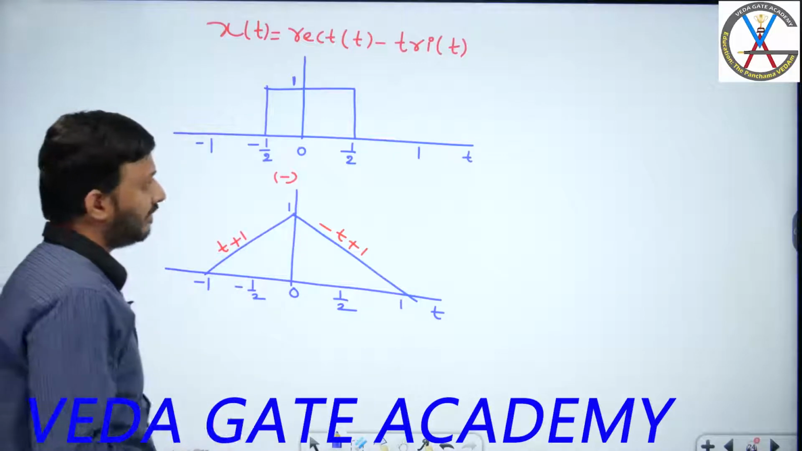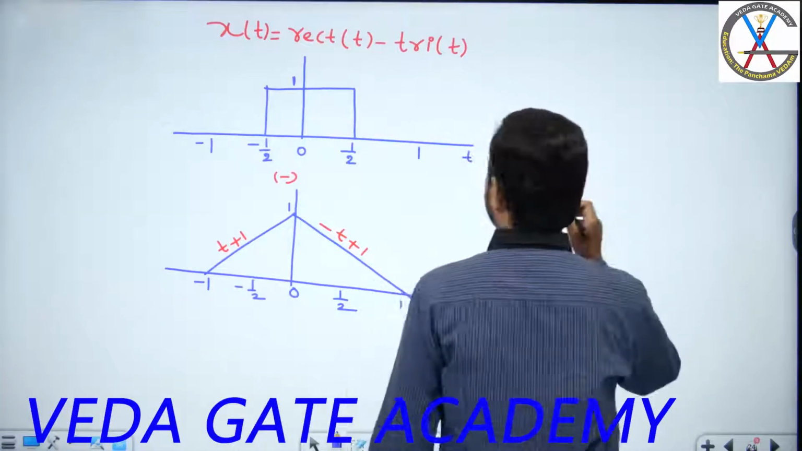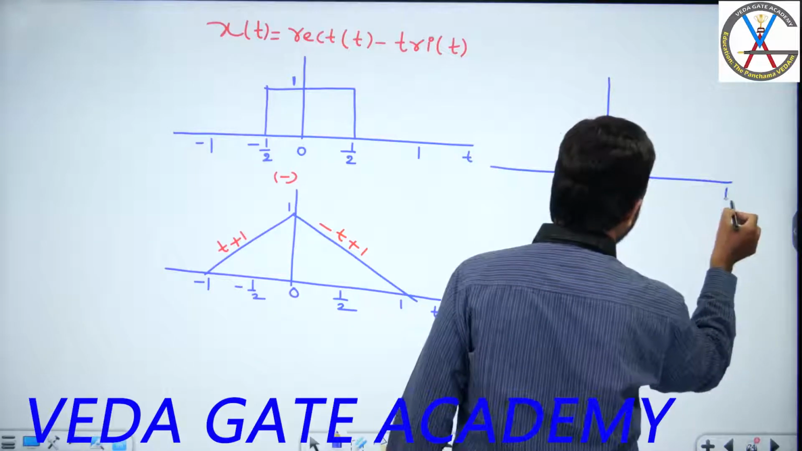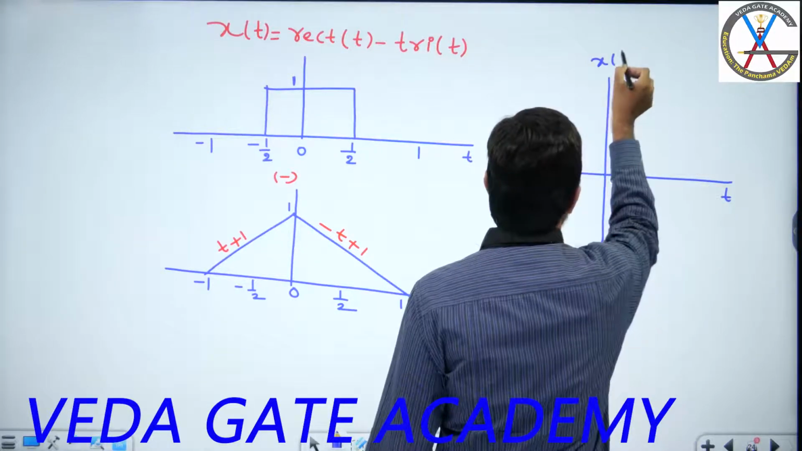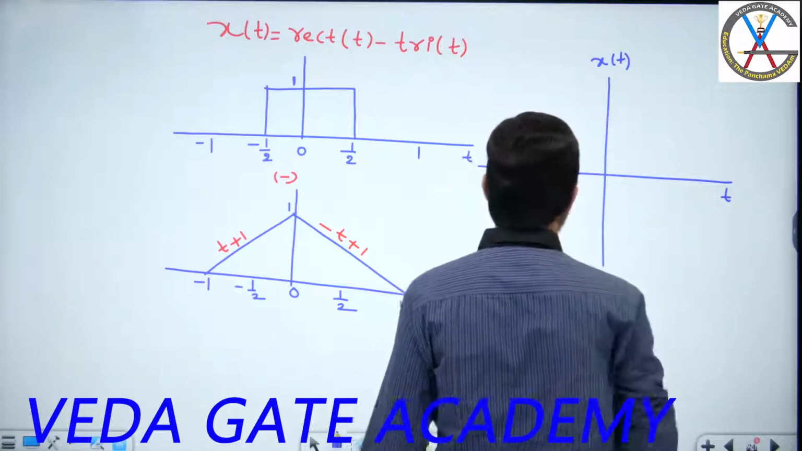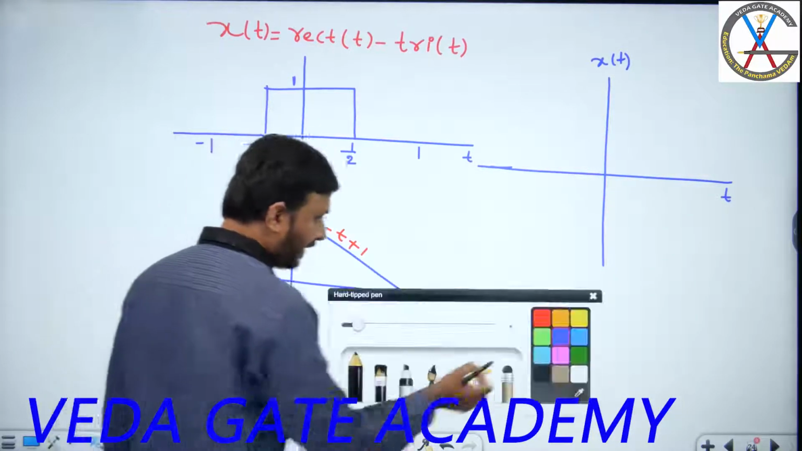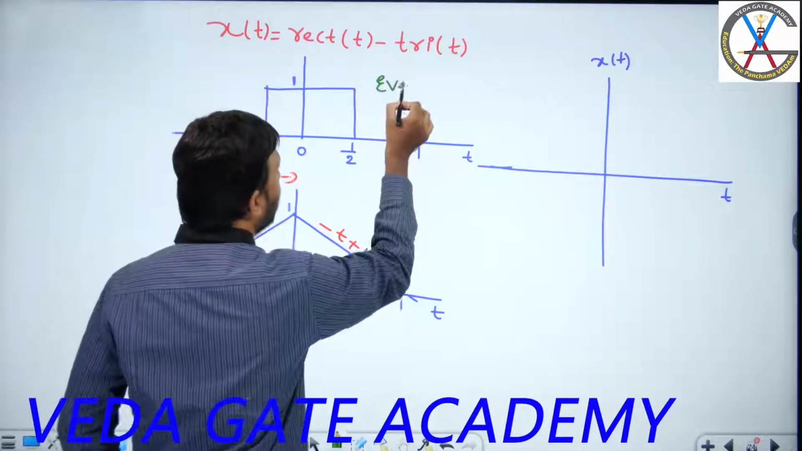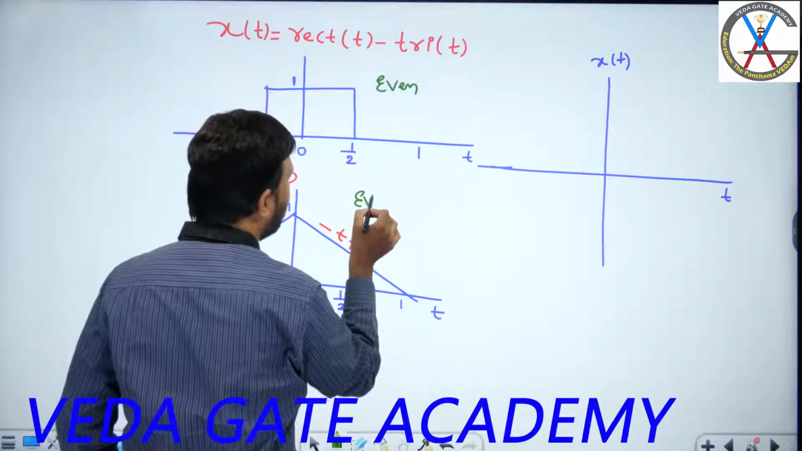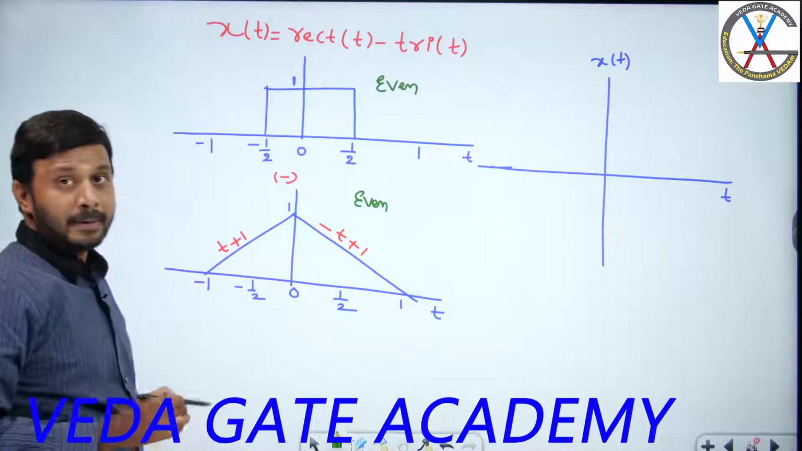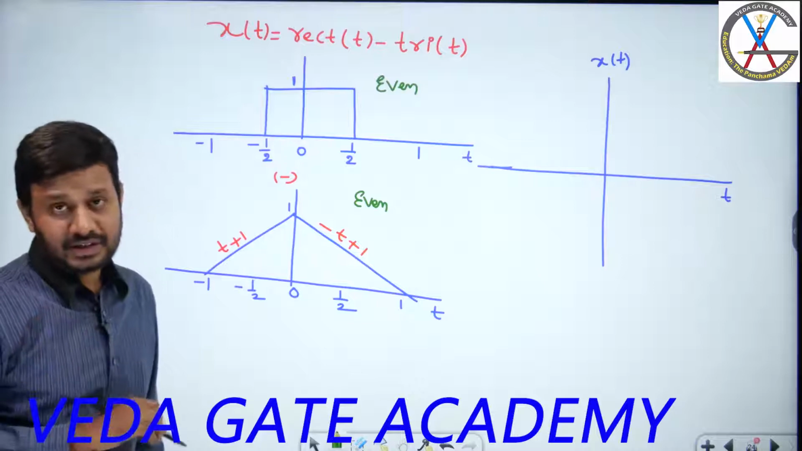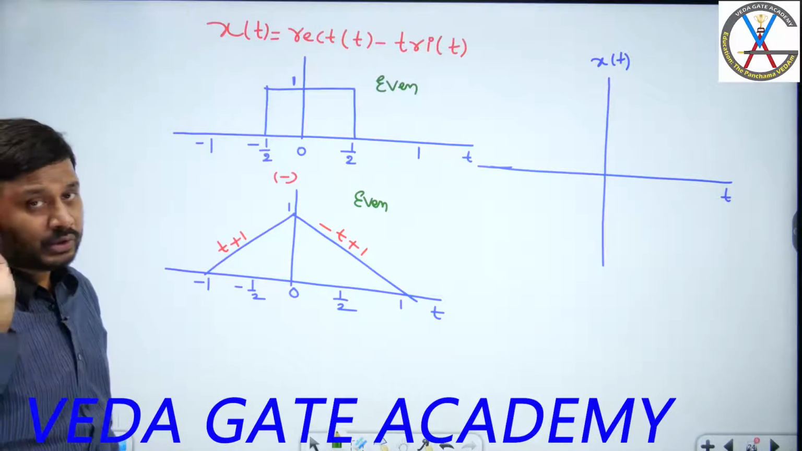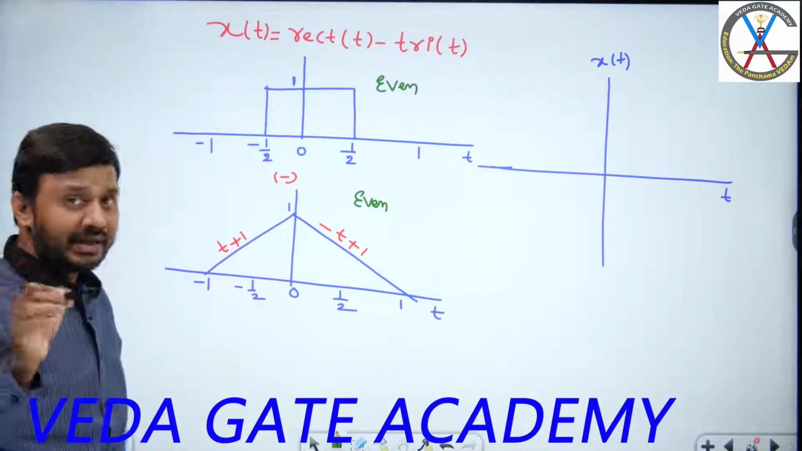So the resulting signal, I'll draw here. This is my x of t. I'll call the resulting signal x of t. Before calculating the resulting signal, let me tell you that this is an even signal. This is also an even signal. If you subtract two even signals, the resulting signal will be an even signal.